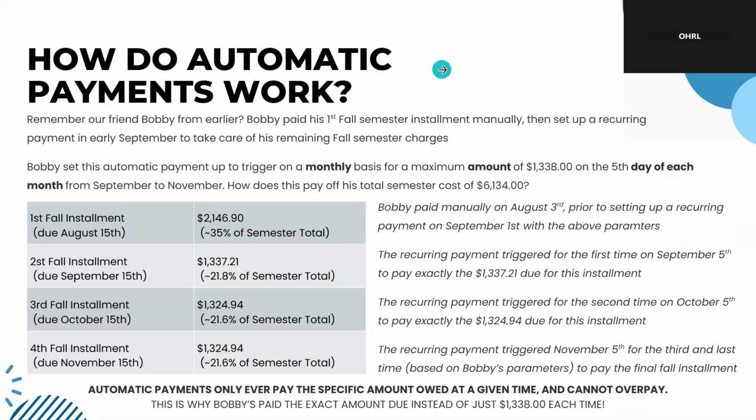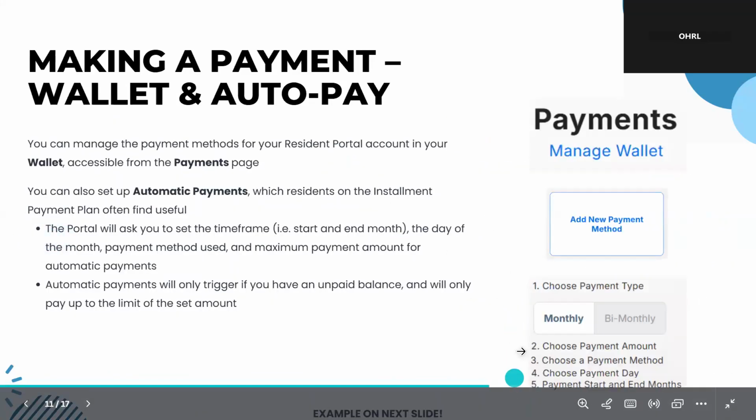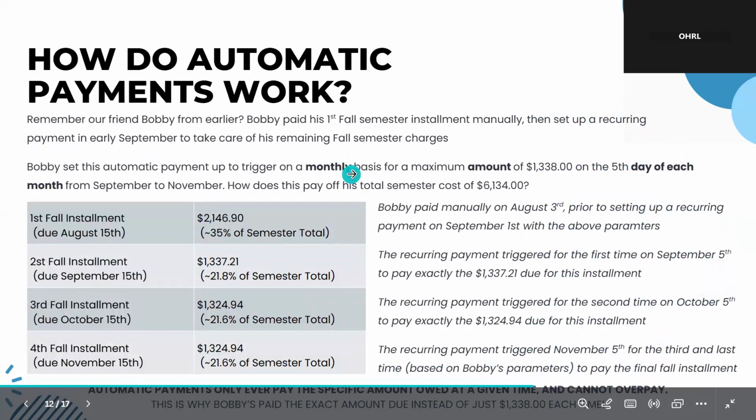As we mentioned last time, he paid his first fall semester cost manually, that 35% pre-move-in requirement, and then set up an auto pay in early September to take care of the remaining fall semester charges. Now, if we take a look back at these criteria here, let's go over what Bobby did for them and how that affected his auto pay.